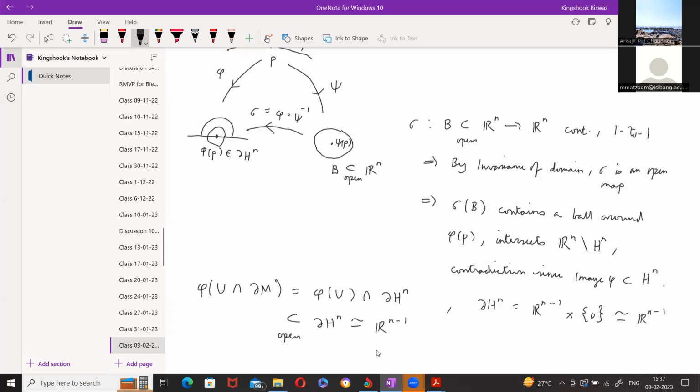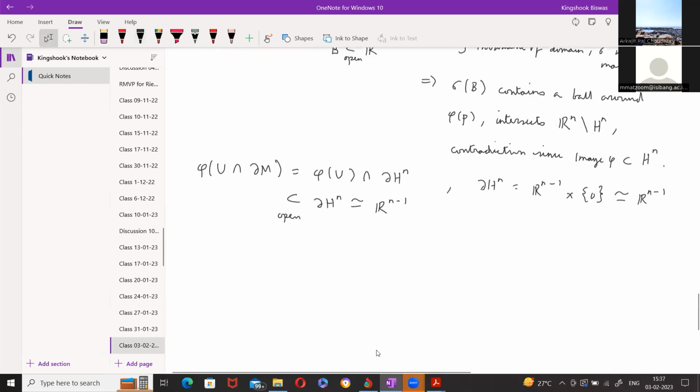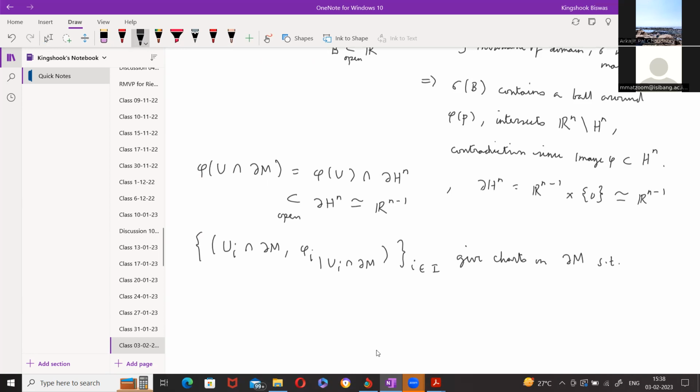So that means that if I restrict my charts to boundary M, so if I look at UI intersect boundary M together with phi I restricted to UI intersect boundary M, then these give me charts on boundary M, such that boundary M is now an n-1 manifold.